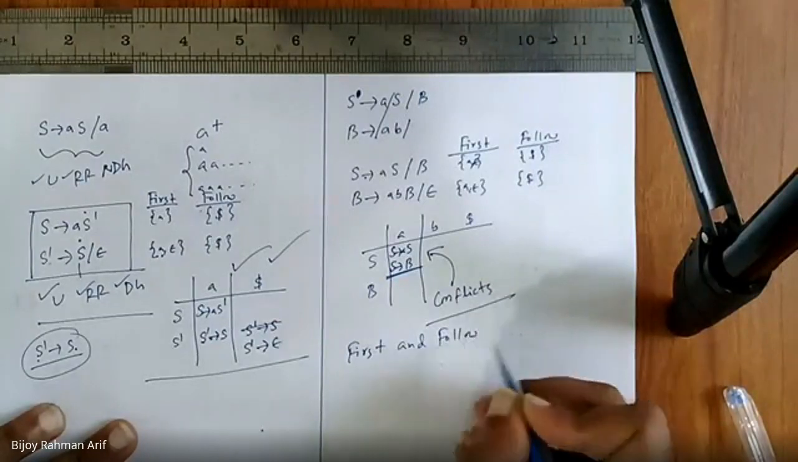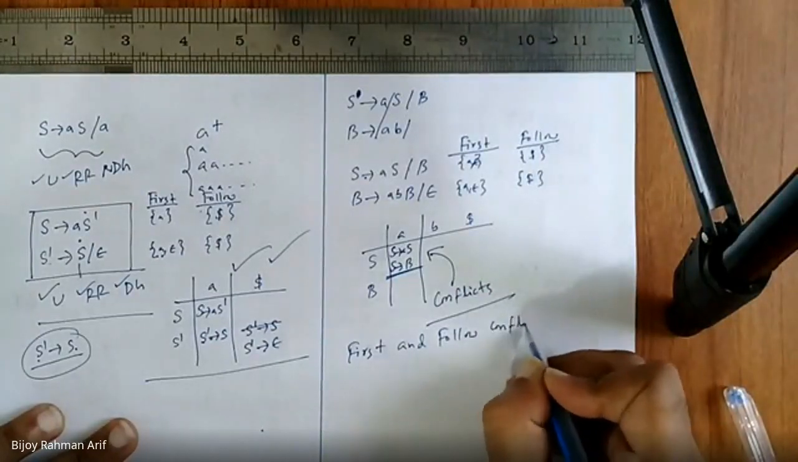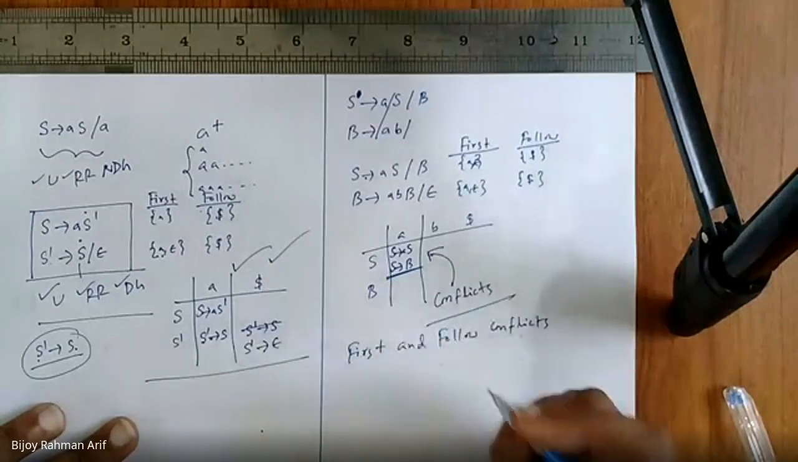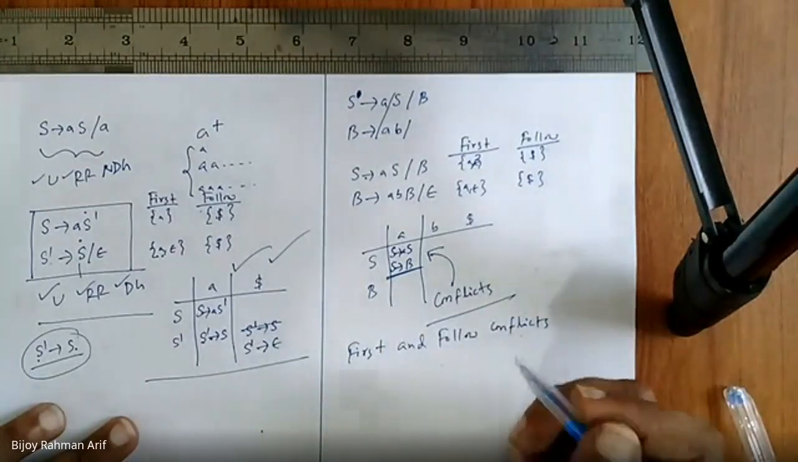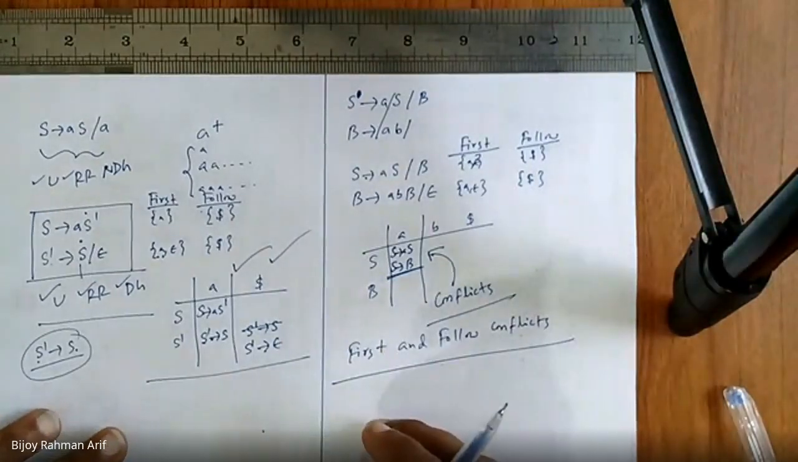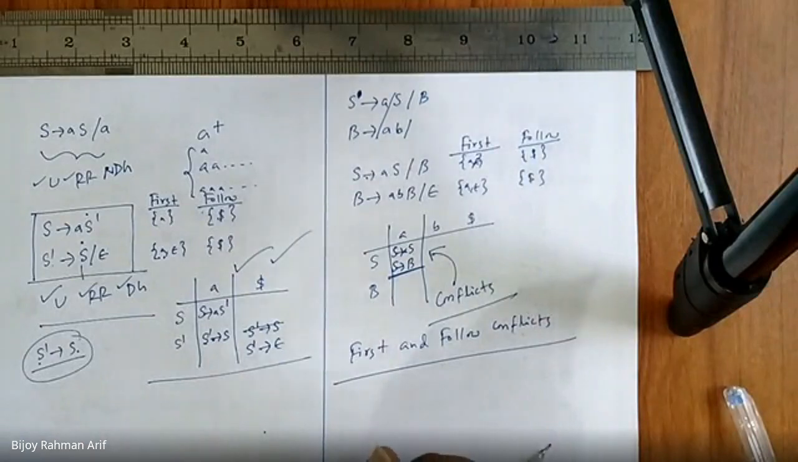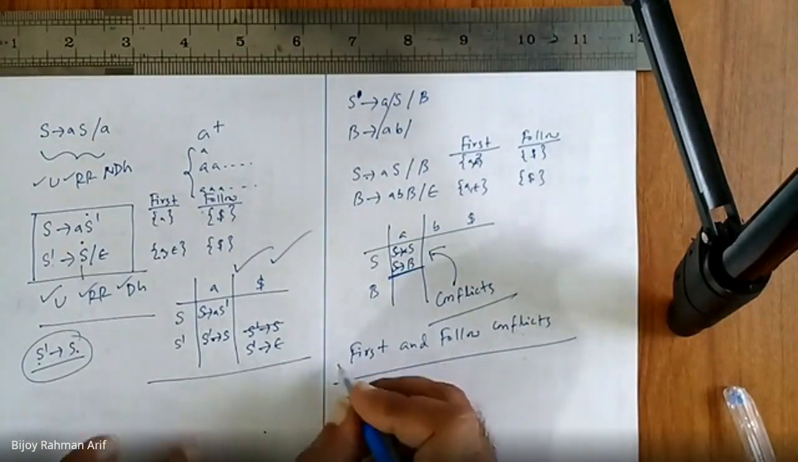So whenever any conflicts happen in an LL1 parsing table, we cannot parse using that grammar. Though that grammar might be unambiguous, though that grammar might be right recursive, though that grammar might be deterministic. So is it clear to you?